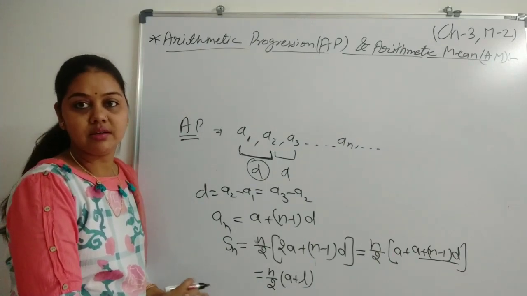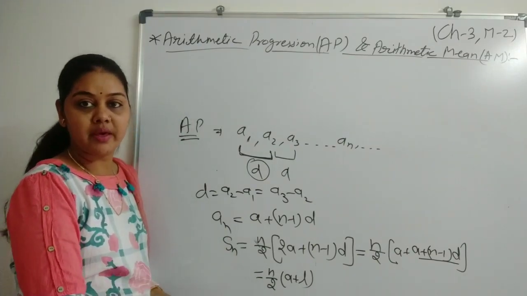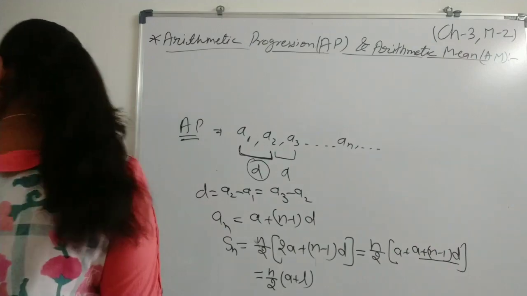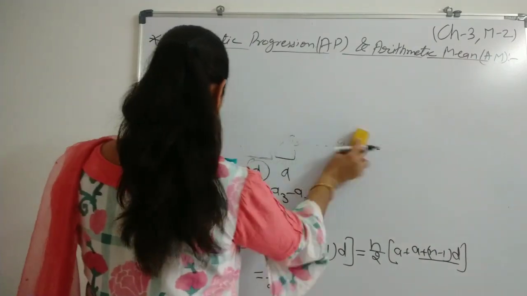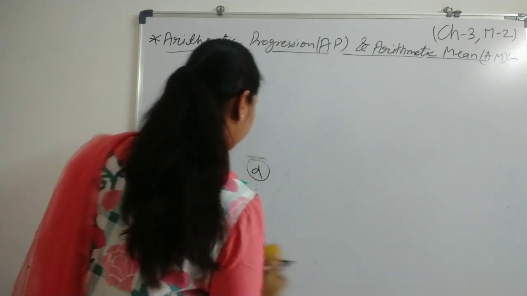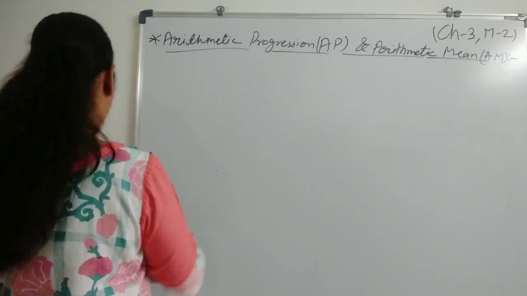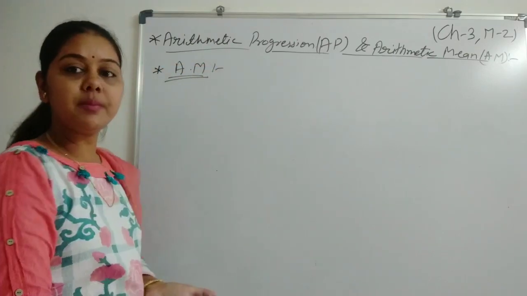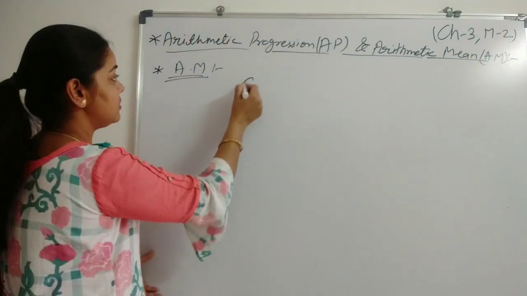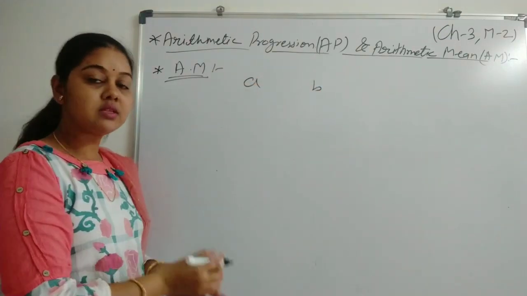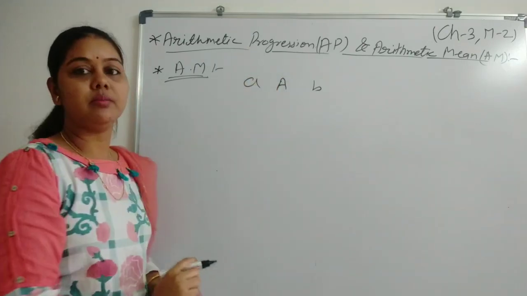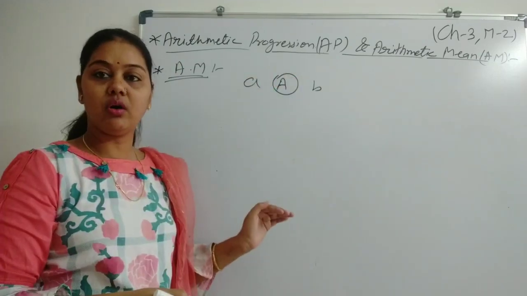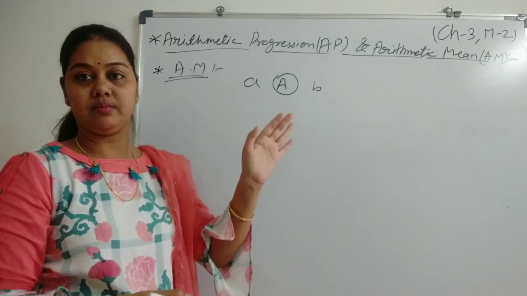This is all we have learned in the last module. Today we will continue the topic, and today we will know about what is arithmetic mean. Arithmetic mean means if I am given any two terms a and b and I insert one term in between a and b, then this term A will be called the arithmetic mean of a and b.